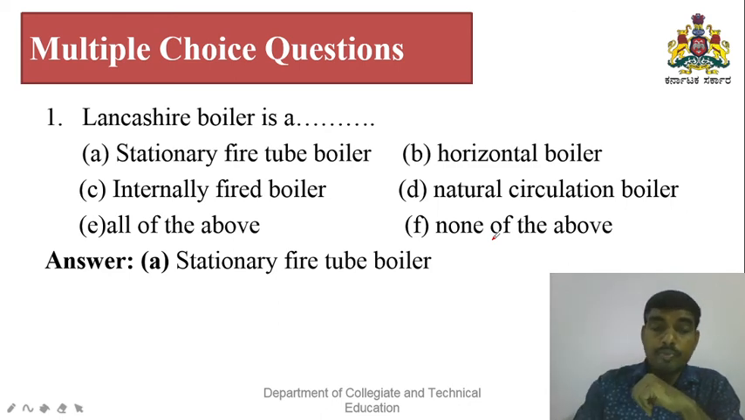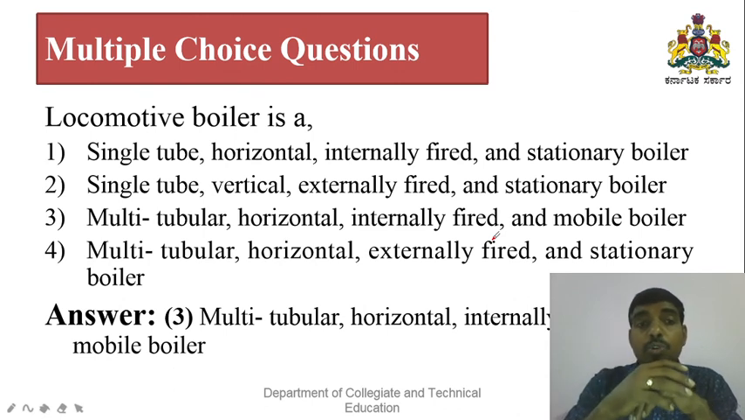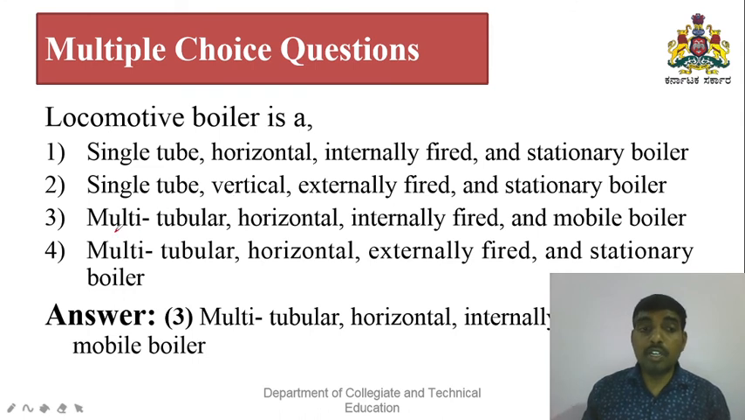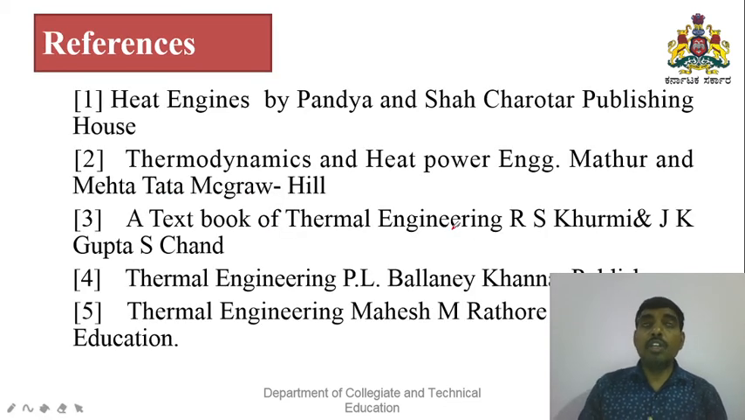Second one: the locomotive boiler is a single tube horizontal internally fired and stationary boiler, single tube vertical externally fired and stationary boiler, multi-tubular horizontal internally fired and mobile boiler, or multi-tubular horizontal externally fired and stationary boiler. The answer is multi-tubular horizontal internally fired and mobile boiler, because it is preferably used in steam engines in locomotives. For that purpose, it is called a mobile boiler. These are the typical questions we may expect from the session.